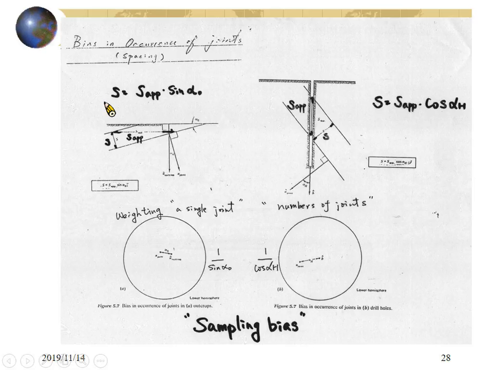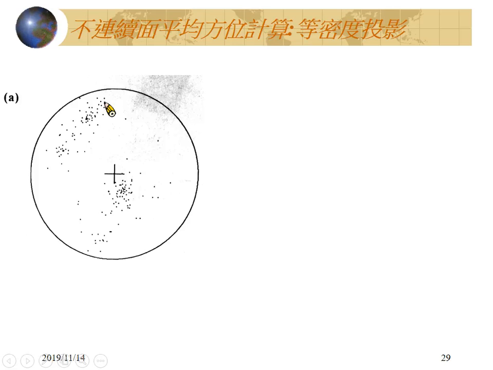I already told you about the sampling bias. Right now I want to let you know how to make the correction of the sampling bias. Before that, I will tell you how to draw the contours of the discontinuities density on the stereo net.